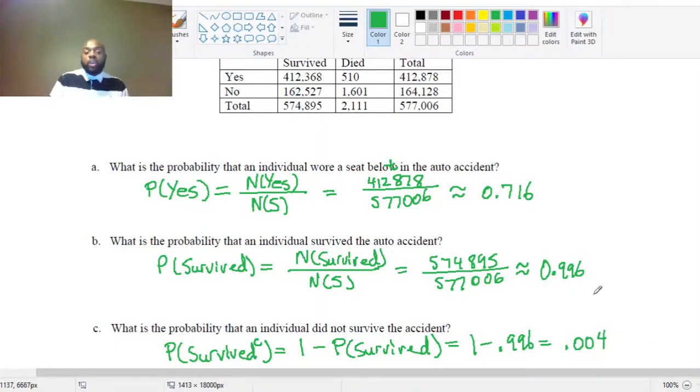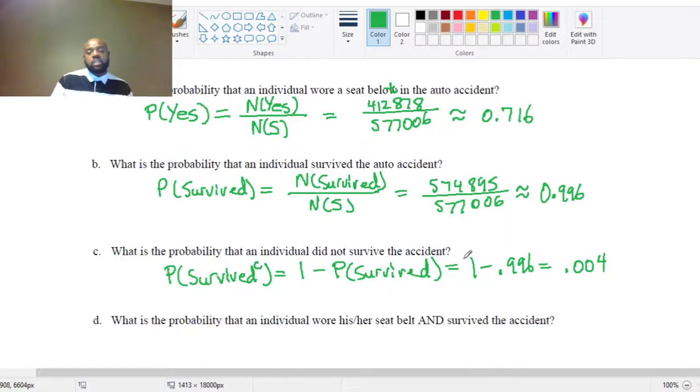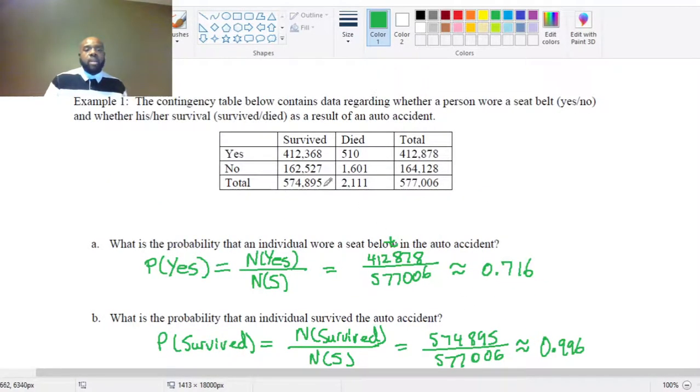All right. Alternatively, you can go to your table and look at the total number of people who did not survive. That means they died. And you will see that you can do 2,111 divided by 577,006. All right. And then the last part of this example: what is the probability that an individual wore his or her seatbelt and survived, right? What I will do in this type of example is do this intuitively. I'll go to my chart. Survived and wore a seatbelt is this number here.